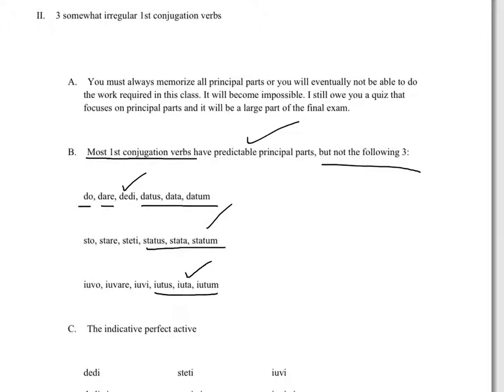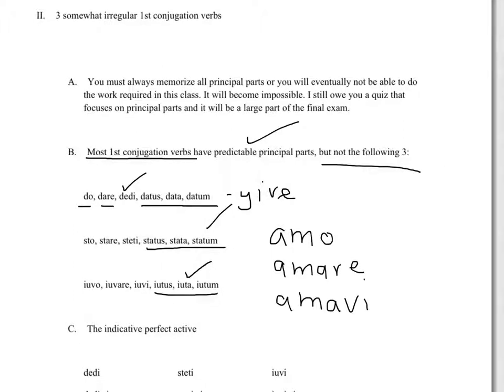So for do, dari, dedi, datus, datum, that word translates as give, but it is somewhat different than the normal pattern of amo, amari, amavi that you've become accustomed to for principal parts in the first conjugation. Same thing with sto, stari, steti. Steti in particular is strange. It has to be memorized like all principal parts, but even worse.